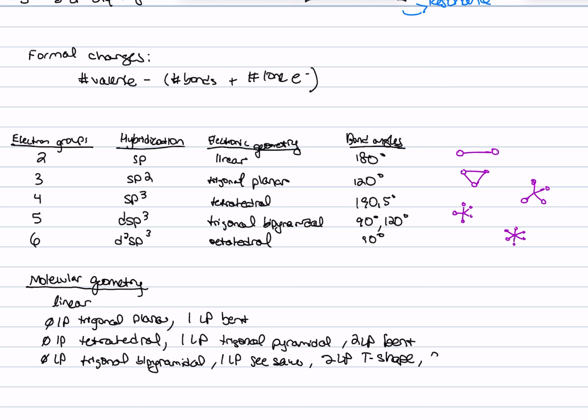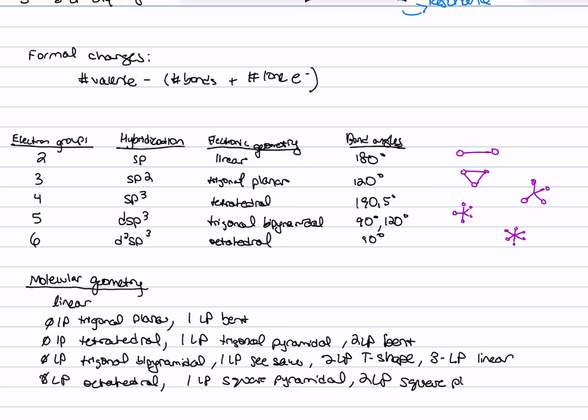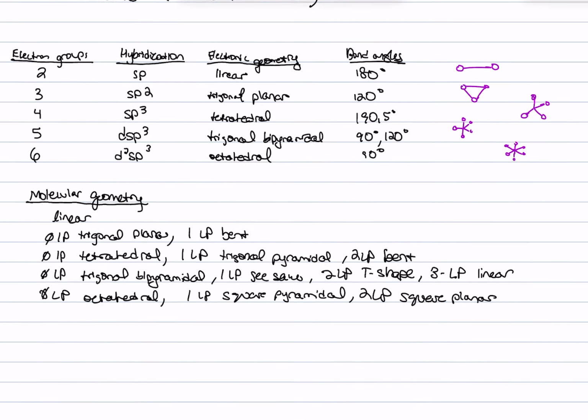Then for octahedral, if there's 1 lone pair, it's taken away from the one projecting either up or down, and so it's square pyramidal. And if another one is removed, then it's from the other side, making it square planar.